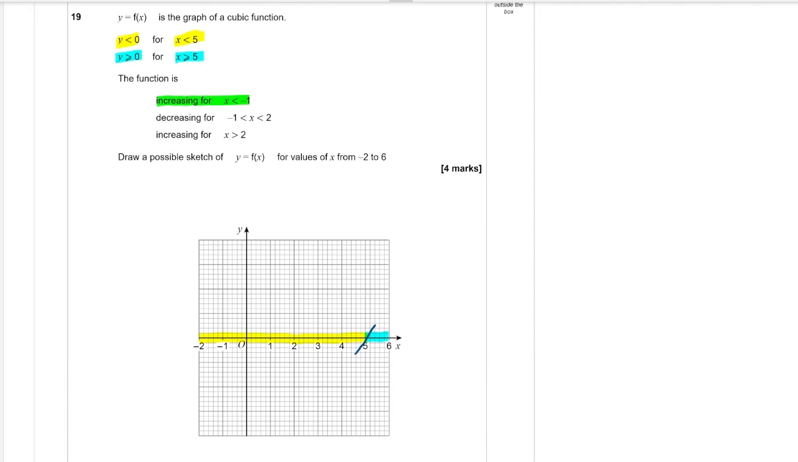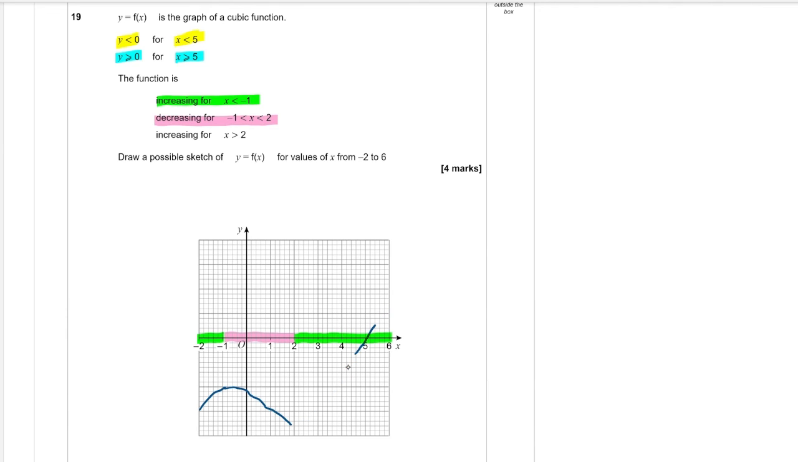Okay, next clue. It's increasing for x less than minus 1. So in this interval, it's getting bigger. And then here, the next interval, it's going down. And then finally, it's going to be getting bigger again all the way up to here. So it's increasing, which means that the graph is going to be going up like that. And then it's decreasing, which means it's going to be going down like that. And then it's increasing again, which means it's going to be going up again. And that shall do it.